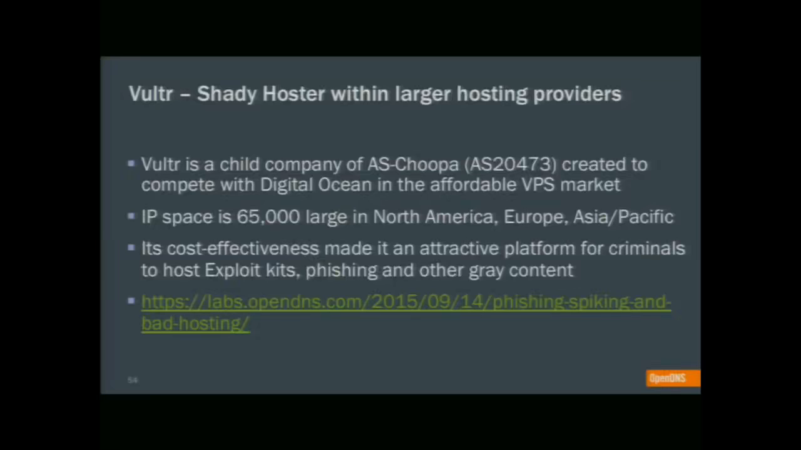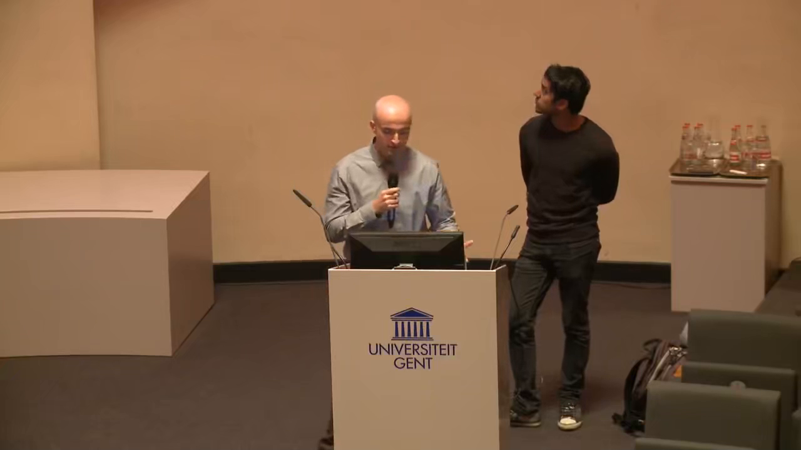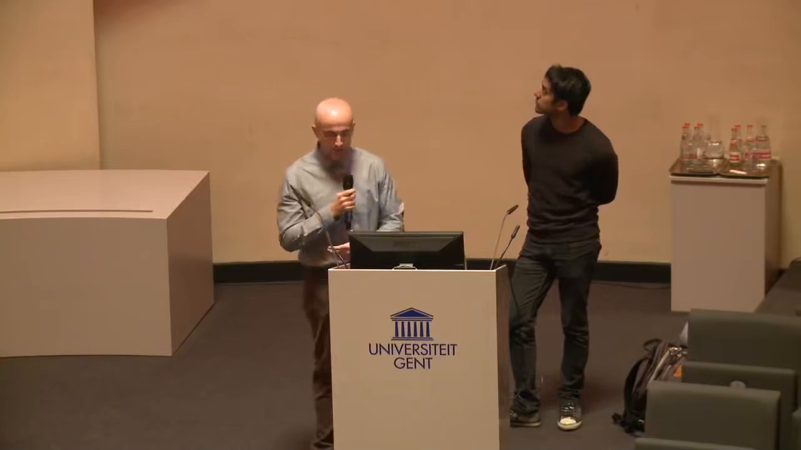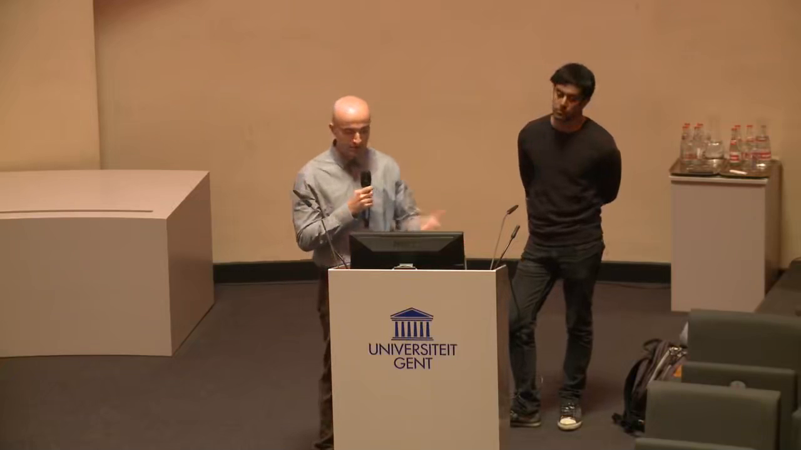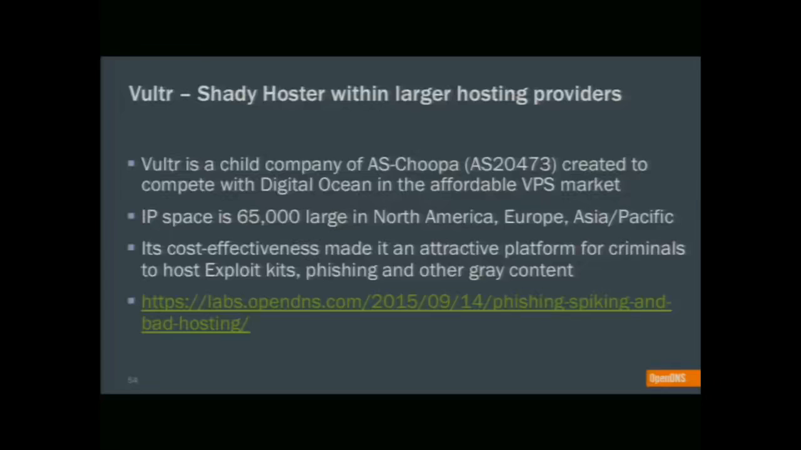And the fact that they were very cost effective made them very attractive for both legit and criminal campaigns. So we found that they were being used since early this year for exploit kits, phishing, and other bad content. And we actually wrote a blog last month explaining how we were monitoring this infrastructure for a while. So I invite you to check it out.